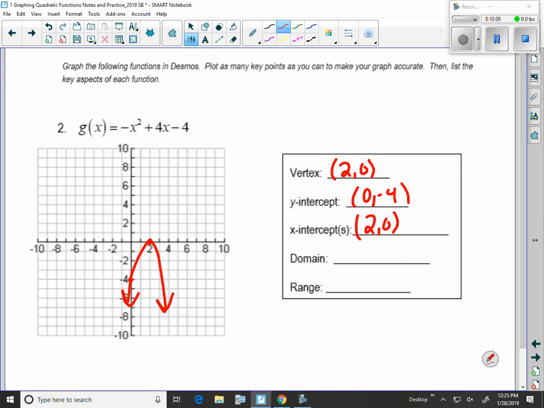What's our domain? And what's our range? Bottom to top. So this is going towards negative infinity, and it comes up and it stops at the y value of 0. A lot of times people want to put 2, but that's the x value. Remember range is y. So the y value there is 0.